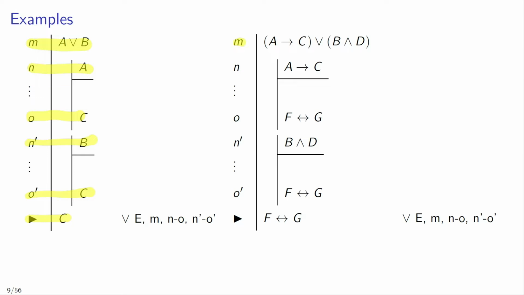Suppose that in line M of your proof, you have established the disjunction that either if A then C or B and D. And then suppose that under the assumption that if A then C, which is our first disjunct, it follows that F if and only if G. And under the supposition that B and D, which is our second disjunct, it also follows that F if and only if G. You can then infer that F if and only if G, and justify this inference by citing disjunction elimination, the line that contains the disjunction, and the two subproofs, in this case from N to O and from N prime to O prime.